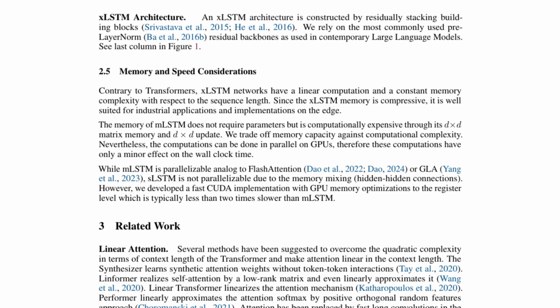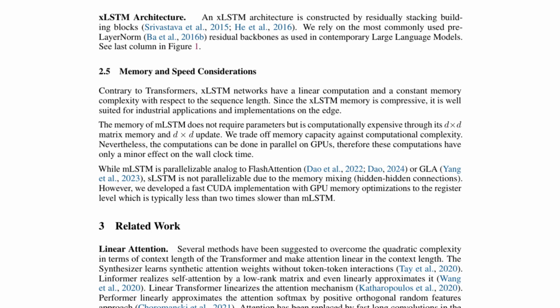2.5. Memory and speed considerations. Contrary to transformers, xLSTM networks have a linear computation and a constant memory complexity with respect to the sequence length. Since the xLSTM memory is compressive, it is well suited for industrial applications and implementations on the edge. The memory of mLSTM does not require parameters, but is computationally expensive through its D by D matrix memory and D by D update. We trade off memory capacity against computational complexity.